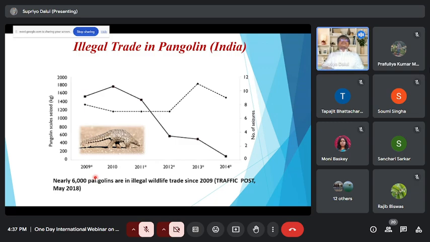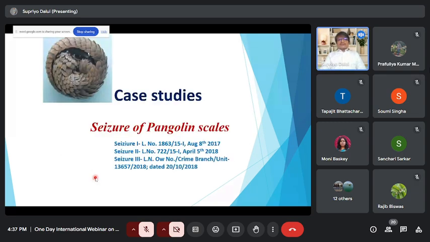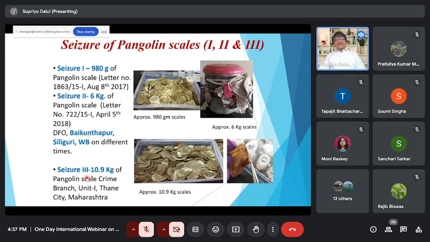The third one is the illegal trade in pangolin. For pangolin, we received many samples at different times, of different weights, starting from 1 kg to 6 kg or 10 kg, and recently we got a seizure of 20 kg also. So this was an interesting fact. One single pangolin, either Chinese or Indian pangolin, you can get about 900 grams of scales from. So you can imagine that a 10 kg pangolin scale consignment has about 10 or 12 individuals killed in this particular consignment.